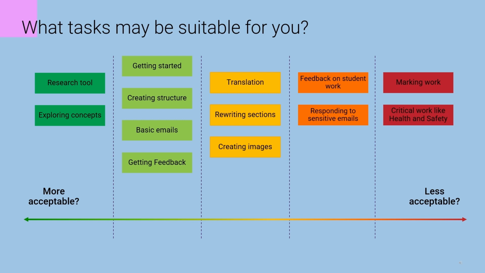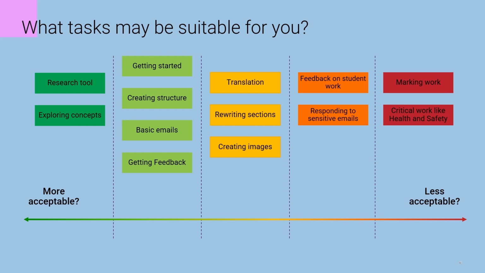In the yellow section, tasks like translation or rewriting sections are possible, but always require human intelligence to review and refine the outputs. AI is a great helper, but isn't perfect. The same applies to creating images. It's effective for inspiration, but not always accurate or appropriate. When we move into the orange section, tasks like giving feedback on students' work become riskier. AI might assist with tone or general comments, but shouldn't be provided unchecked.